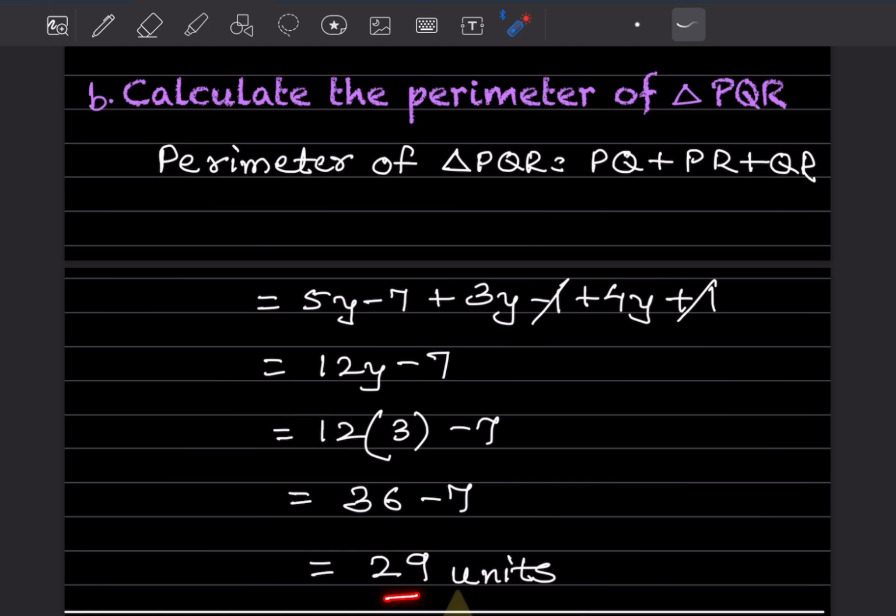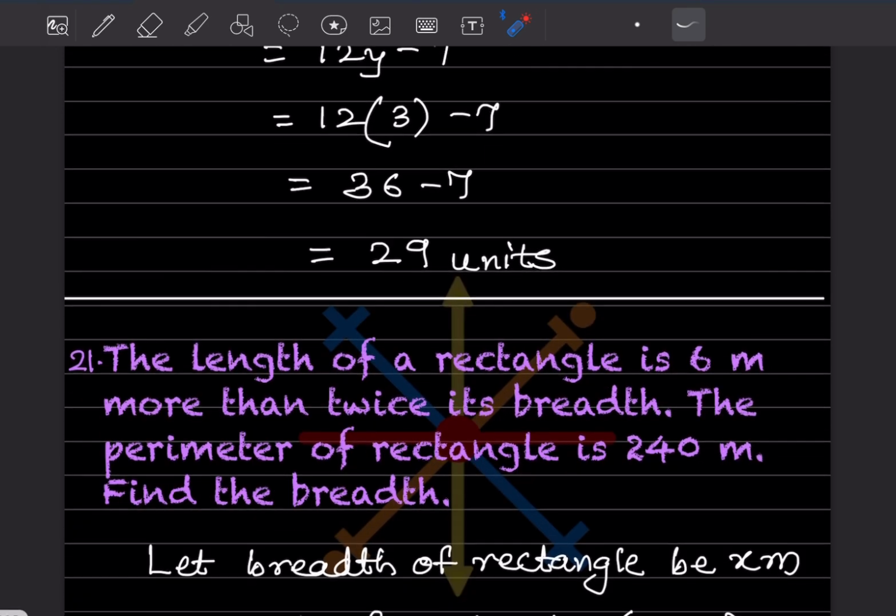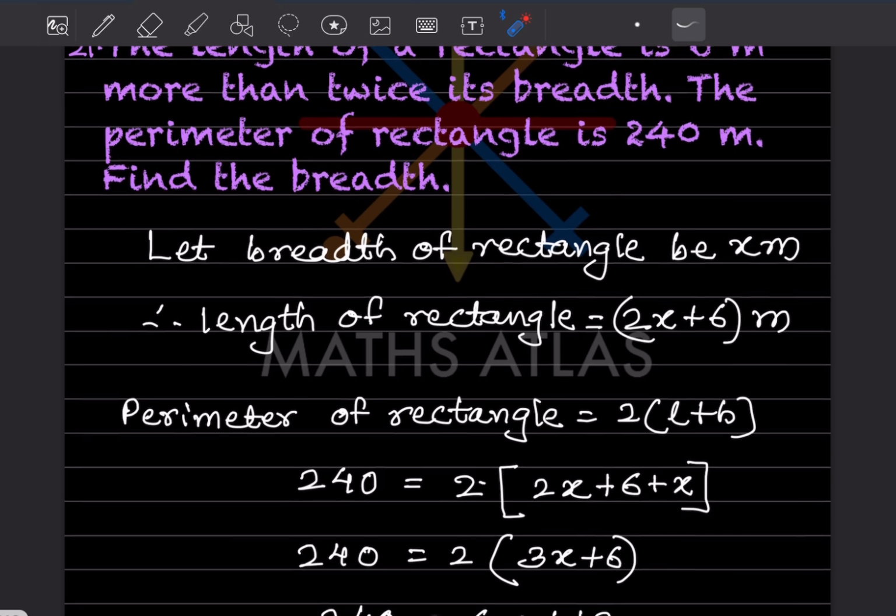That will be 29. And since it's not given whether it's in centimeter, meter or something, you have to write the units, because it is the perimeter. If the area was given, you will write unit square or square units. So this is very important, you have to write the units.